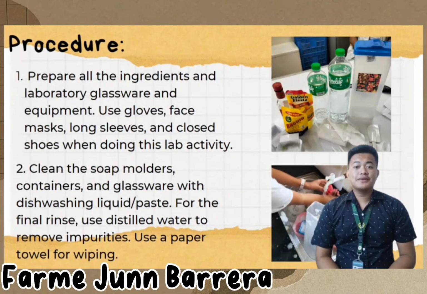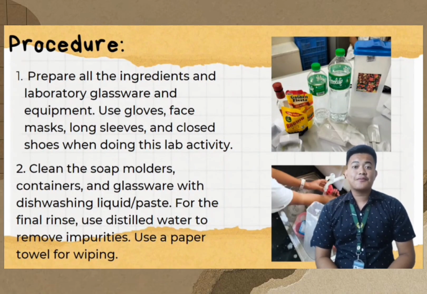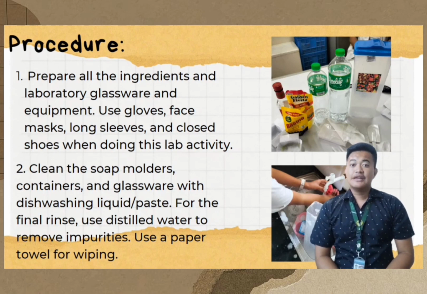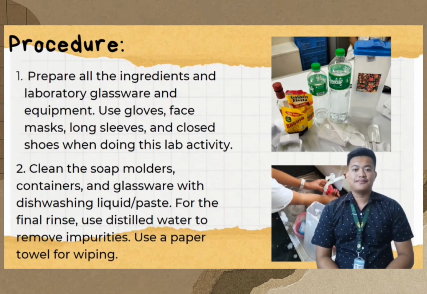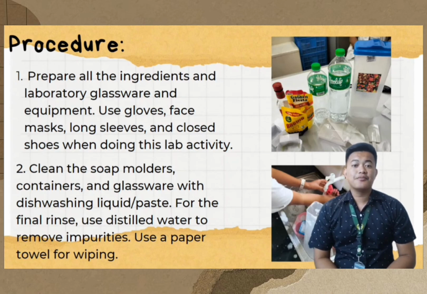So, the procedure of this soap making. First, prepare all the ingredients and laboratory glassware and equipment. Use gloves, face masks, long sleeves, and closed shoes when doing this lab activity. Second, clean the soap molders, containers, and glassware with dishwashing liquid paste. For the final rinse, use distilled water to remove impurities. Use a paper towel for wiping.